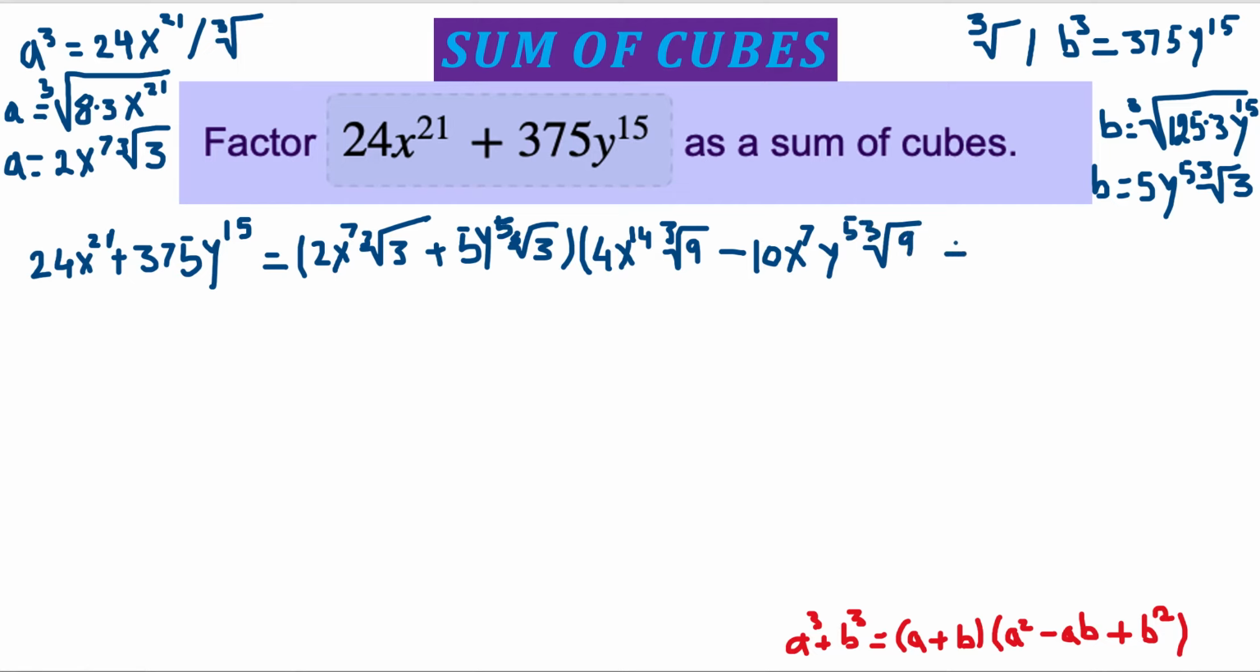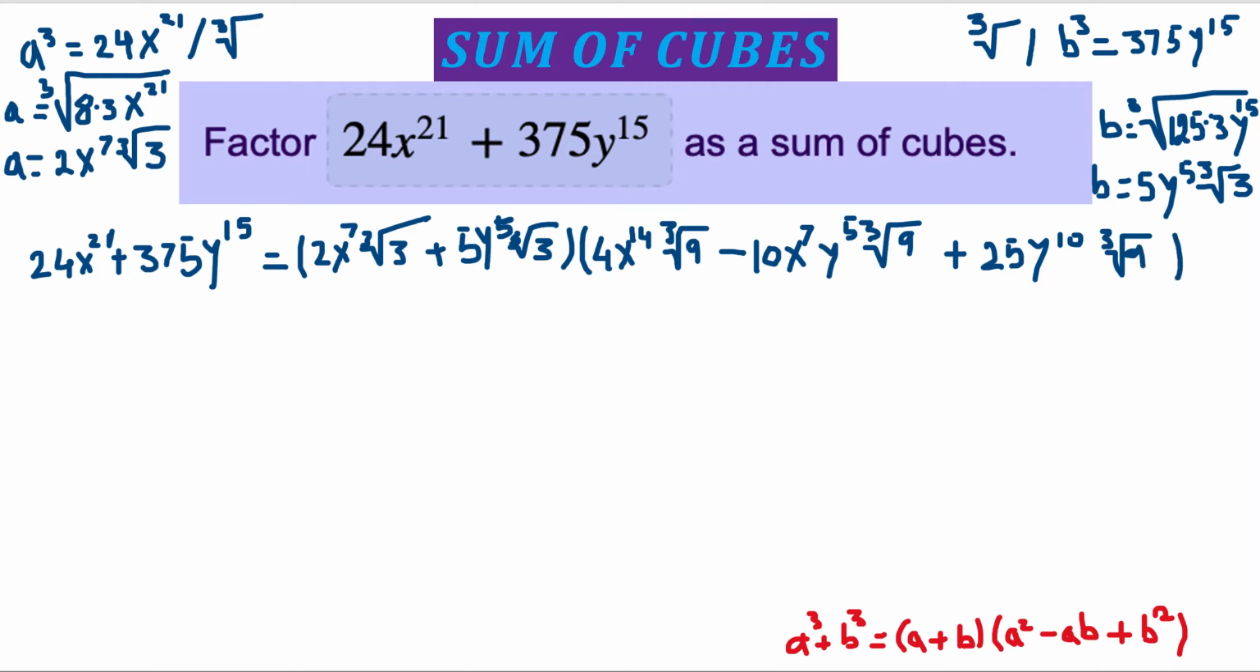And here I have plus b squared. And b here squared, 5 squared is 25. And y to the 5 squared is going to be y to the 10. And the cubic root of 3 squared is going to be cubic root of 9. So I already have those here now.